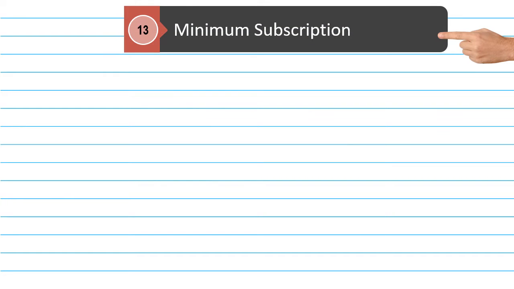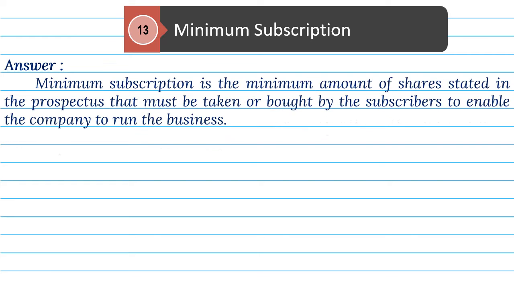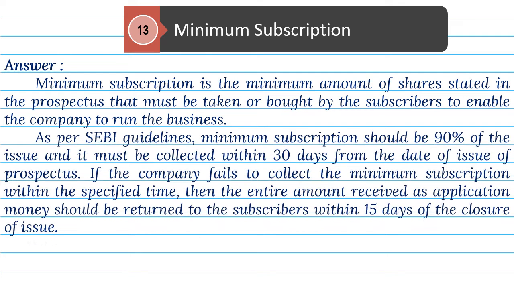13. Minimum subscription. Answer. Minimum subscription is the minimum amount of shares stated in the prospectus that must be taken or bought by the subscribers to enable the company to run the business. As per SEBI guidelines, minimum subscription should be 90% of the issue, and it must be collected within 30 days from the date of issue of prospectus.